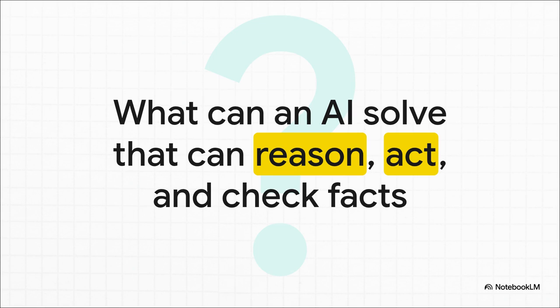So that leaves us with one last really exciting question to think about. Now that we have this blueprint, now that we can build an AI that can reason, that can take action, and that always checks its facts, what's next? What are the really big, complex problems that we can finally start to solve?